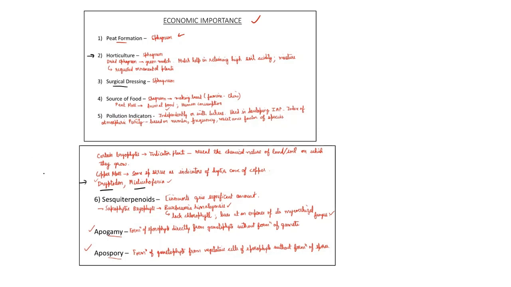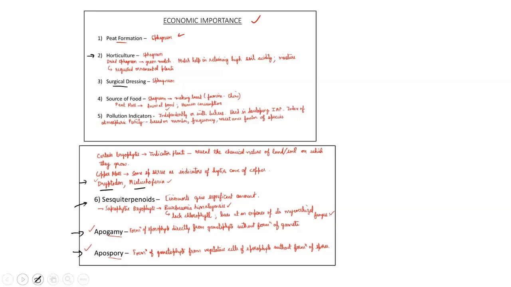Then sesquiterpenoids are also extracted from bryophytes, and Bazzania himalayensis is responsible for it. So just have a look at the economic importance, that is important. Then two terms, apogamy and apospory, are important. The formation of sporophyte directly from the gametophyte without the formation of gametes is called apogamy. And apospory means the formation of gametophyte from the vegetative cells of the sporophyte without the formation of spores. So these are some important terms and the economic importance that may be required for your exams.